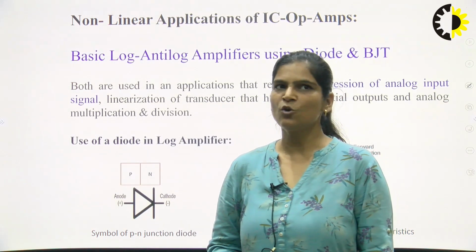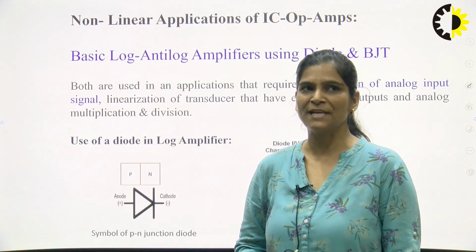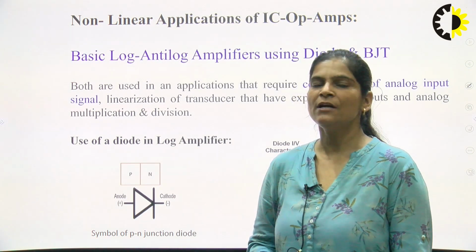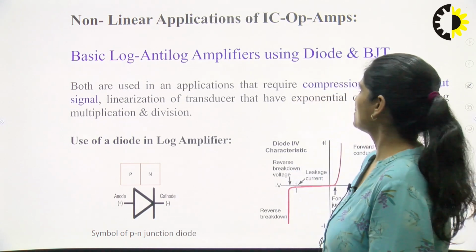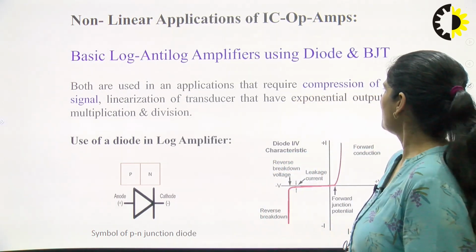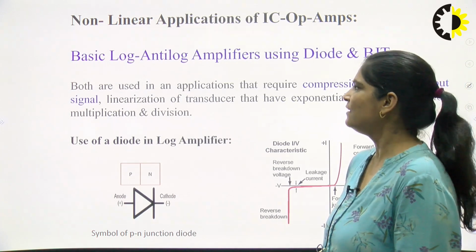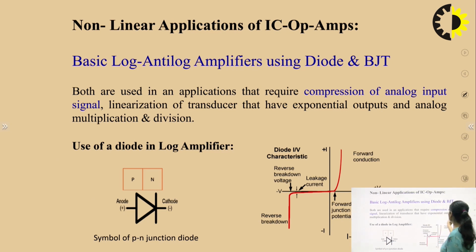Now, the first non-linear application of IC op-amp is the basic log and anti-log amplifier using diode and BJT. Both these applications require compression of analog input signal, linearization of transducers that have exponential outputs, and analog multiplication and division. So these two applications are used because of this compression of analog input signal.